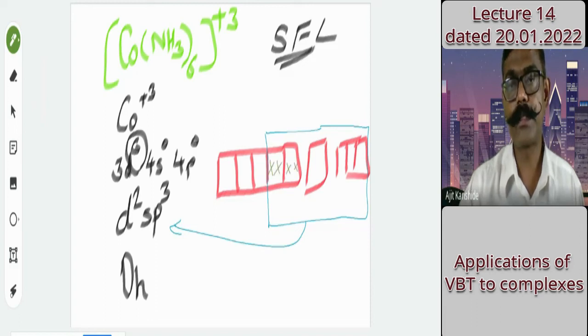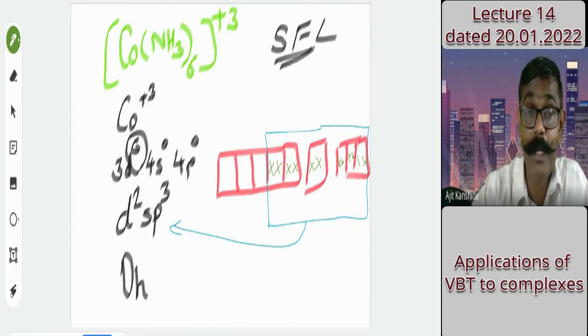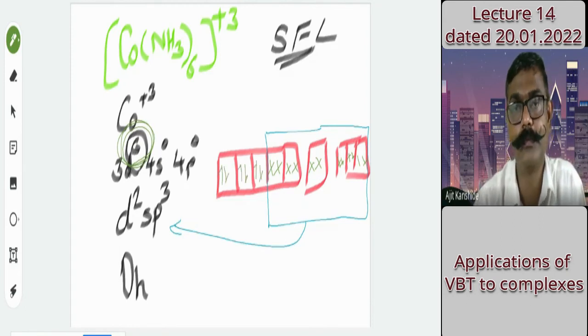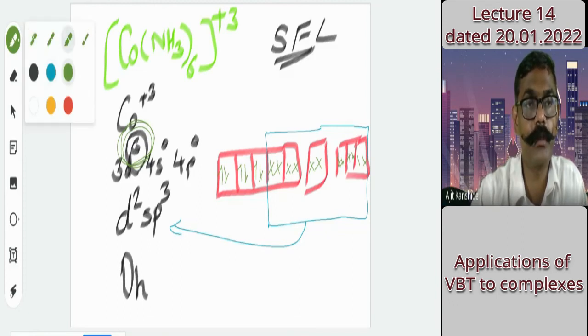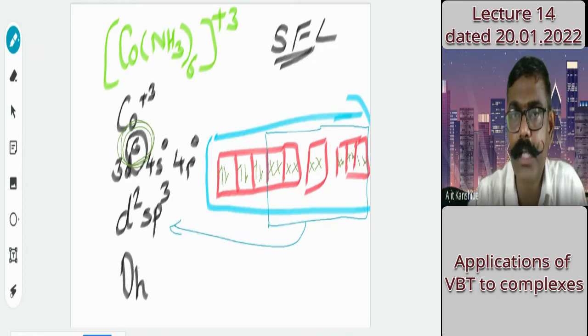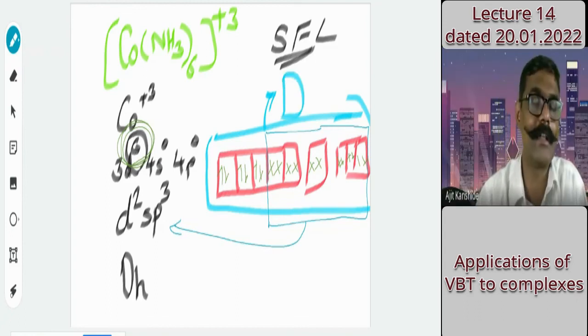First lone pair, second lone pair, third, fourth, fifth, sixth lone pair. Now the electrons from the metal ion: the metal ion has 6 electrons. How can I arrange the 6 electrons? First 2, next 2, last 2. So the electronic configuration for the complex is likewise. From that electronic configuration, what will be its magnetic property? Paramagnetic or diamagnetic? Diamagnetic. Yes, that's the answer.